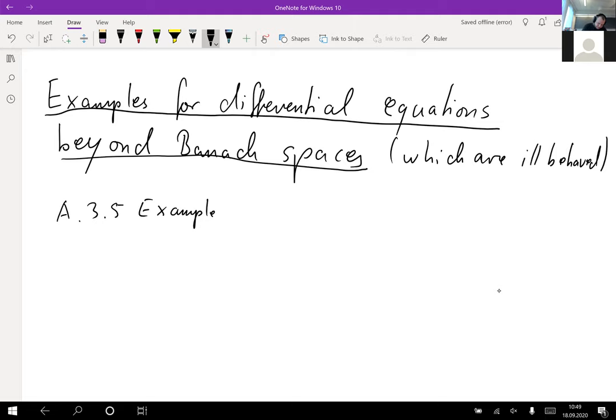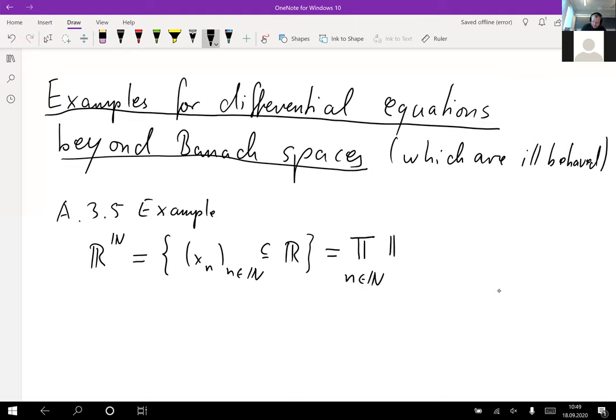We consider the space R^N. Basically, you can think of this as all sequences, all the sequences without any restrictions, all real sequences. Or as a topological vector space, this is the same as taking the countable product of copies of the reals and endowing this with the product topology.